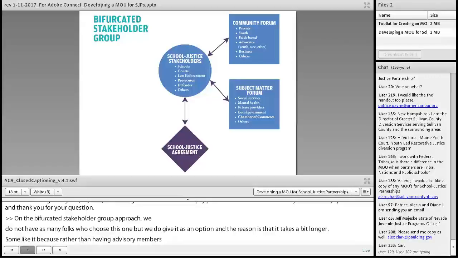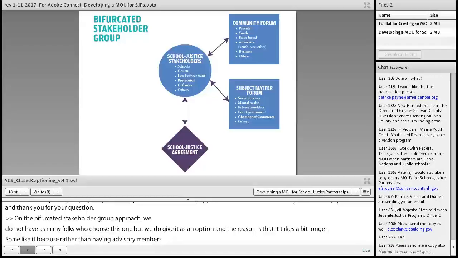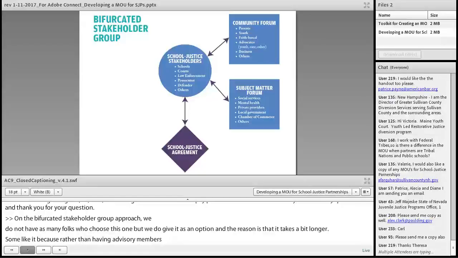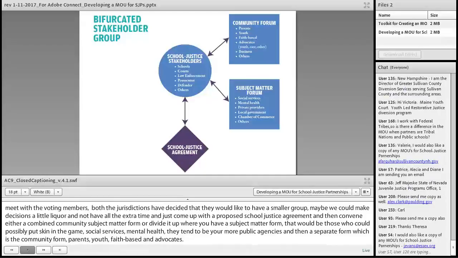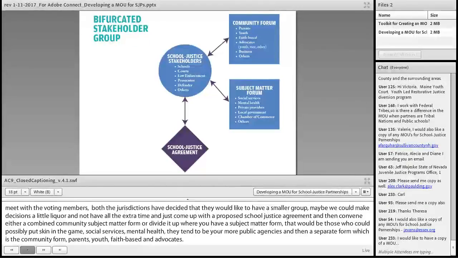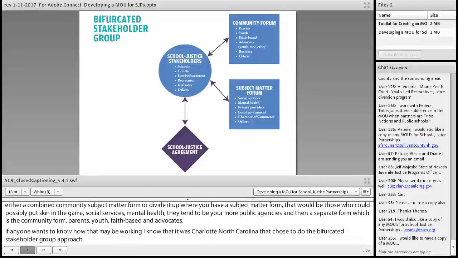and then convene either a combined community subject matter forum or divide it up where you have a subject matter forum. That would be those who could possibly put skin in the game. Your social services, mental health, they tend to be your more public agencies. And then a separate forum, which is your community forum, which would be your parents, your youth, your faith base, your advocates, business, and others. So, if anyone wants to know how that may be working, I do know that it was Charlotte, North Carolina, that chose to do the bifurcated stakeholder group approach. And Judge Elizabeth Trosh there would be the person you would want to make contact with.